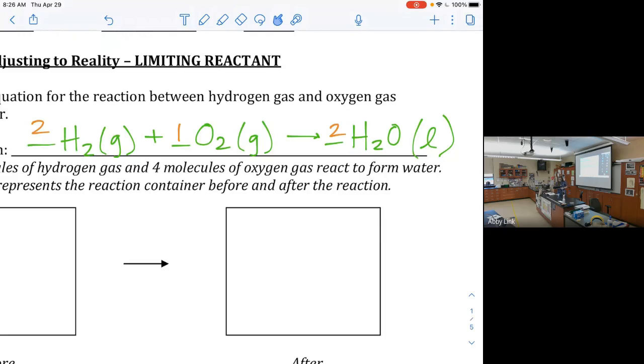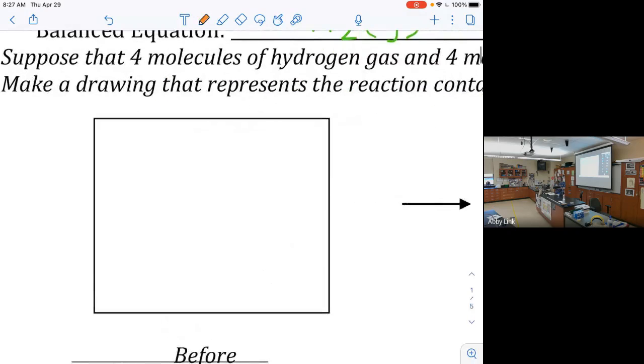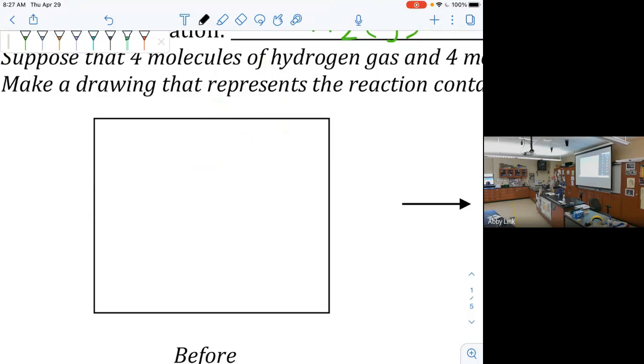All right, underneath that in italics, it says, suppose that 4 molecules of hydrogen gas and 4 molecules of oxygen gas react to form water. Make a drawing that represents the reaction container before and after the reaction. All right, so basically what you might notice right off the bat is we've actually never gotten amounts for both of our reactants before, okay? So I'm going to go ahead and draw. They want us to start with 4 molecules of hydrogen, H2, and then 4 molecules of O2. So I'm going to go ahead and draw my 4 molecules here.